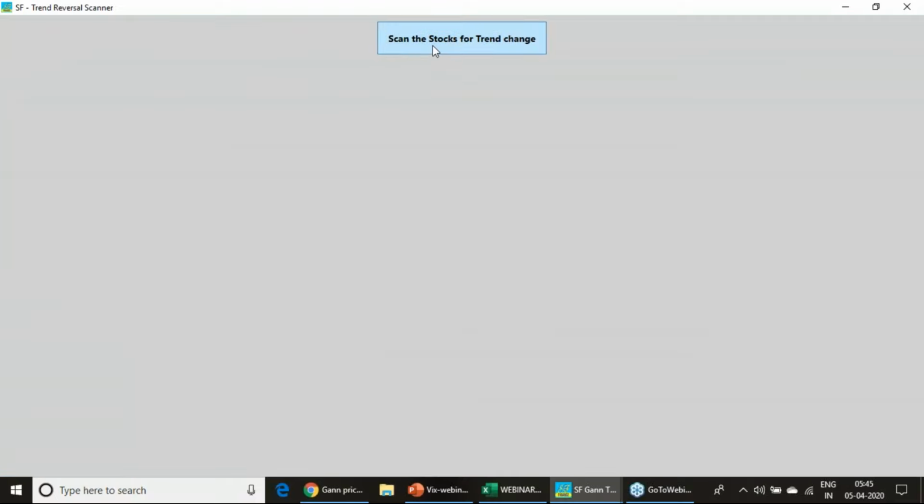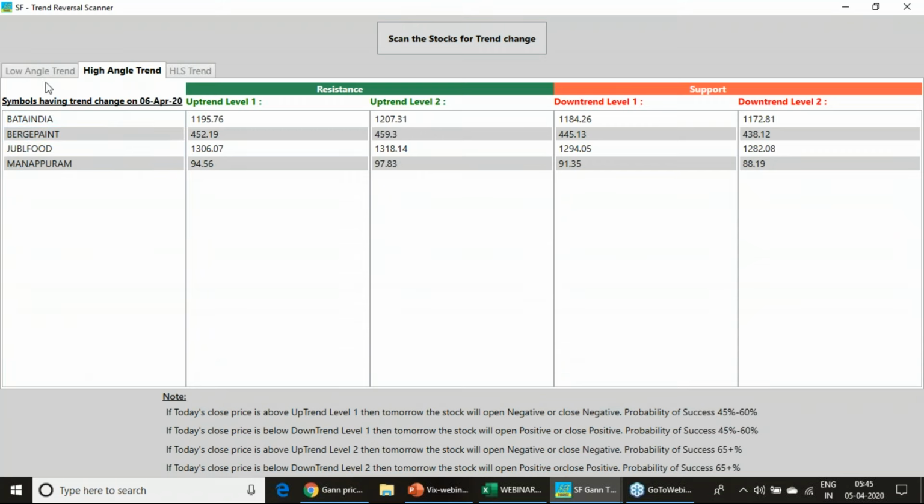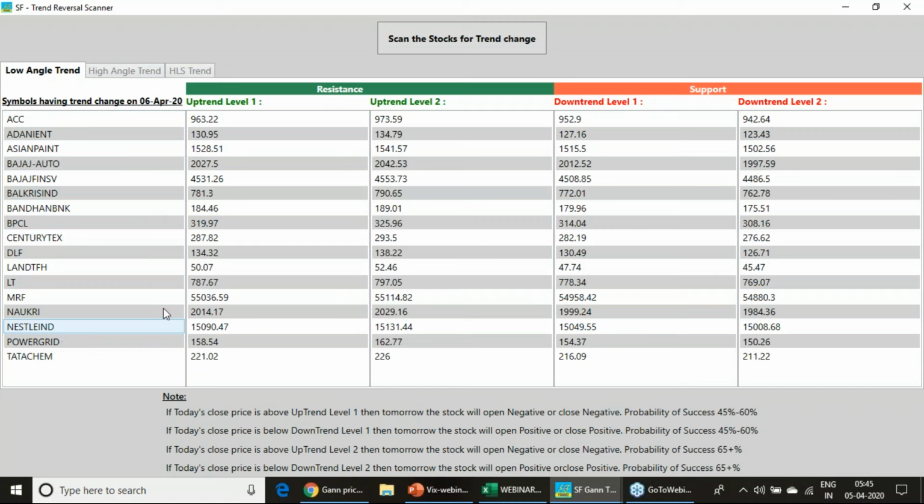We have also given one scanner here. You can scan the stocks which have a trend reversal date tomorrow. So on 6th April, these are the stocks having the trend reversal date, low angle, high angle. Based on these, we have given a complete description here. This makes big sense, because you need not hunt for every individual stock. Rather, you can get it scanned and keep it ready for the next day, and based on that, you can take a call.